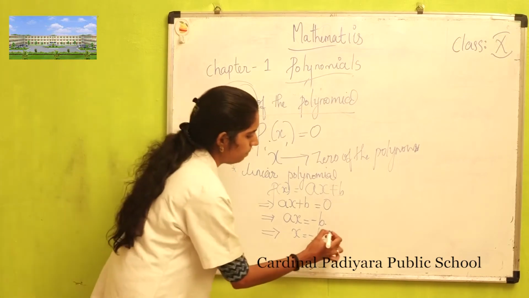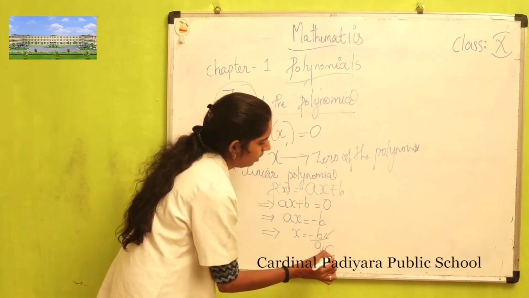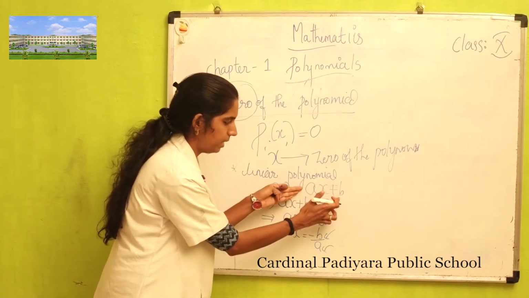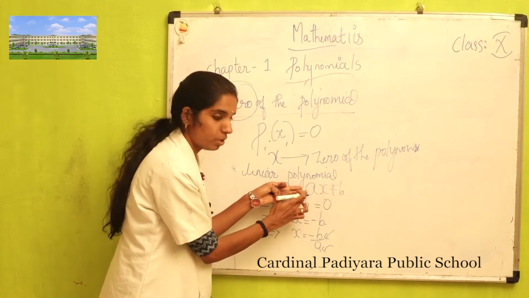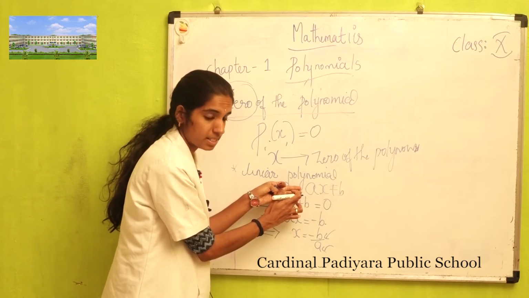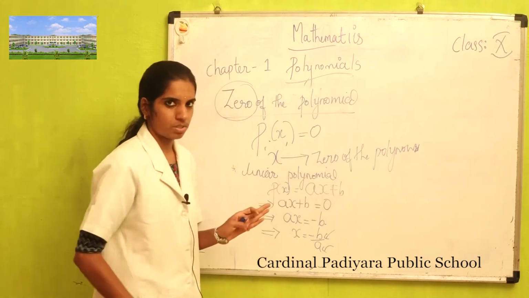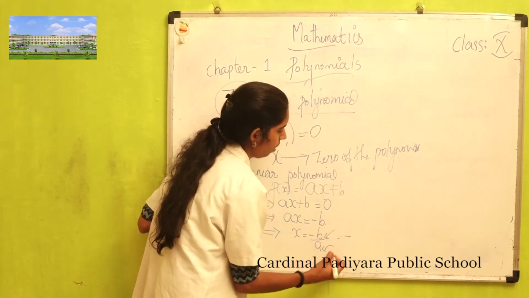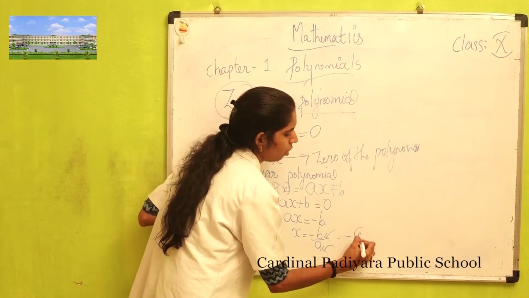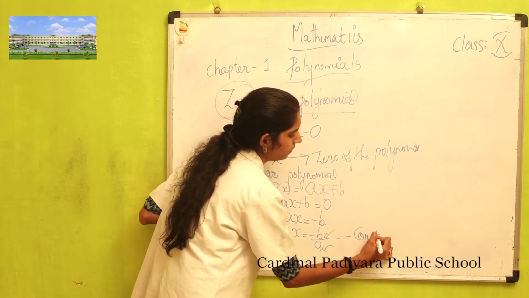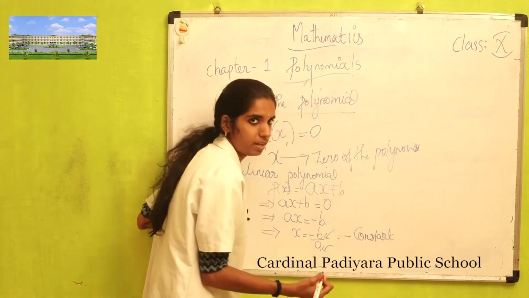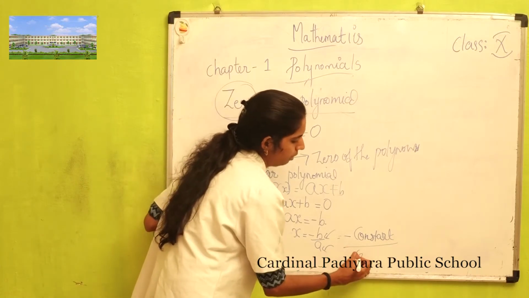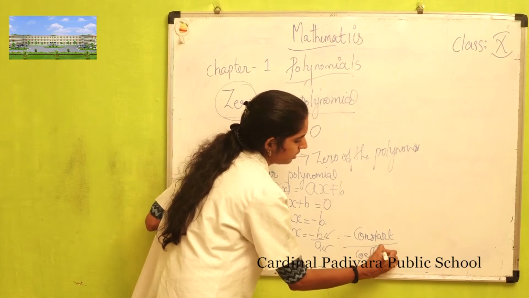So what are b and a here? When we consider the linear polynomial, its form is ax plus b. Here a is the coefficient of x. What is b here? It is a constant term. So what is minus b by a? Minus of the constant term divided by the coefficient of x. So you should learn this equation by heart.